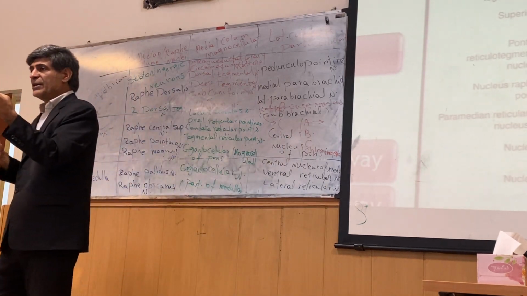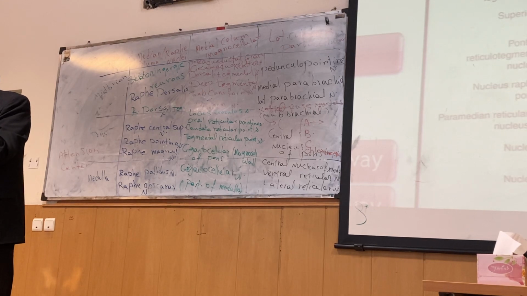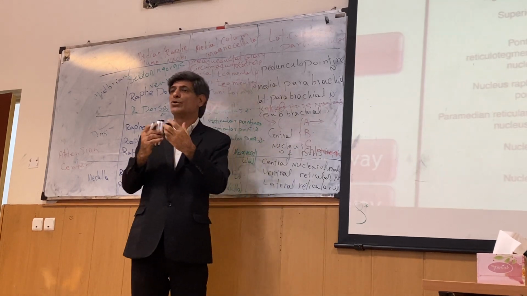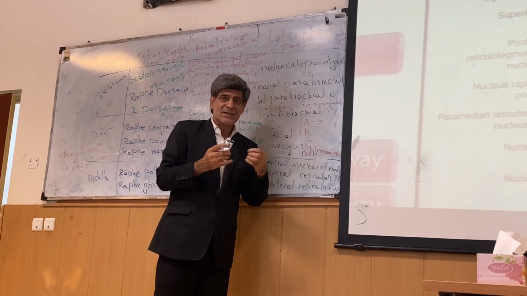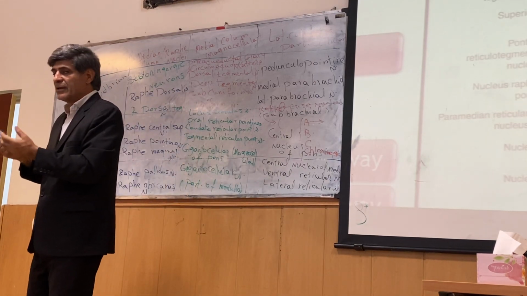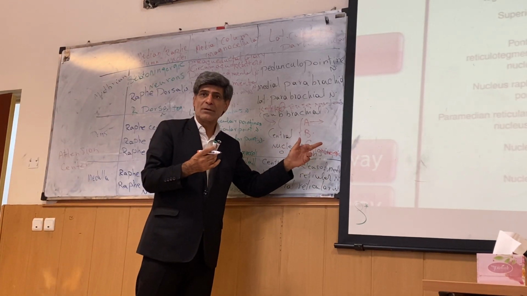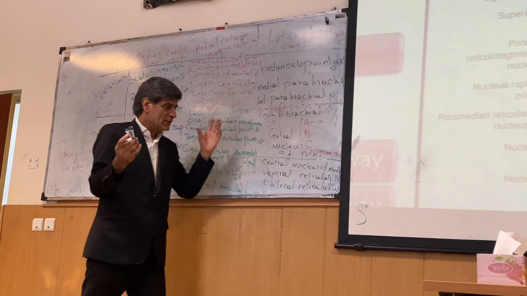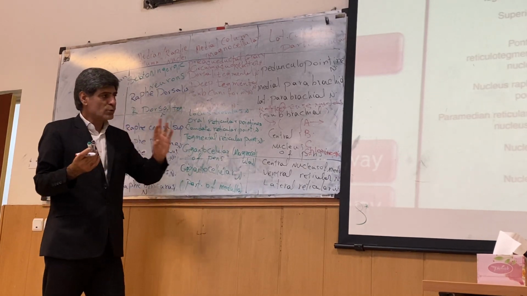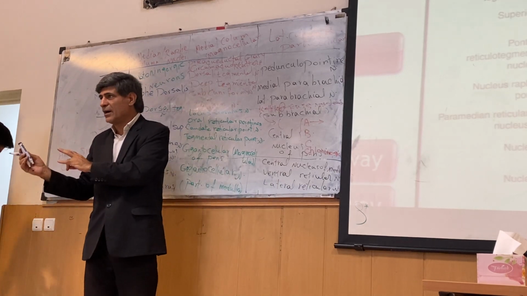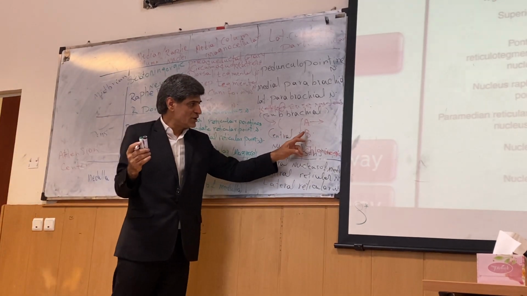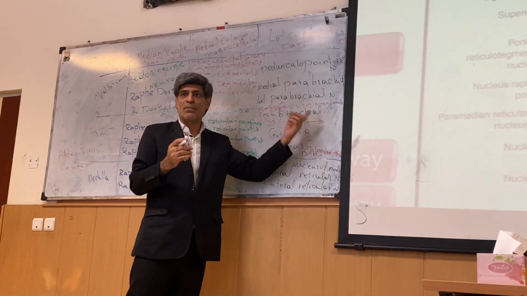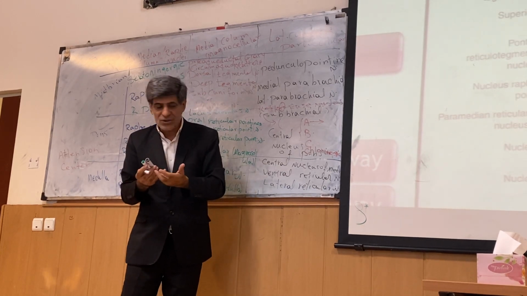Group A secretes dopamine and noradrenaline. Group B secretes serotonin. Group C secretes adrenaline. The cholinergic group secretes acetylcholine. Group B includes B1, B2, B3, up to B9, secreting serotonin. Group A secretes dopaminergic and adrenergic.